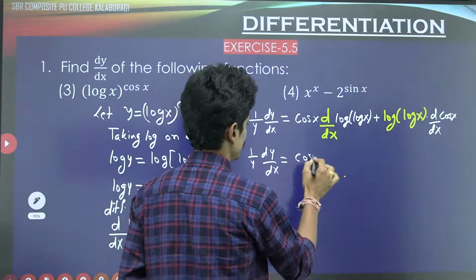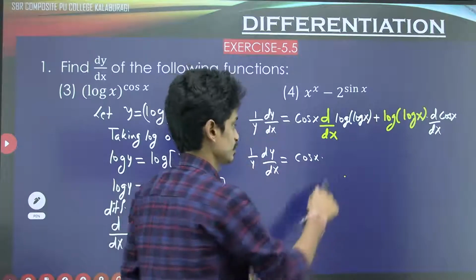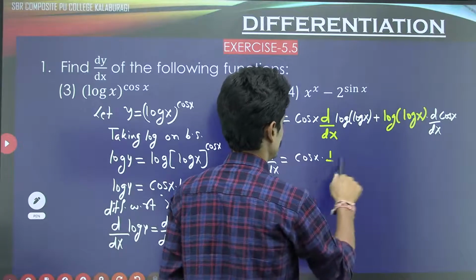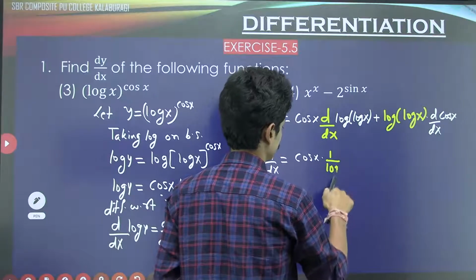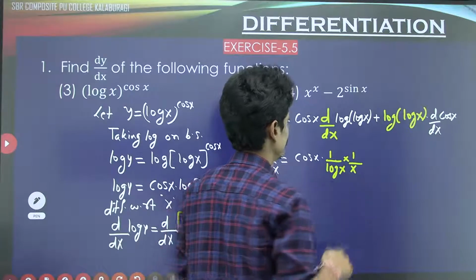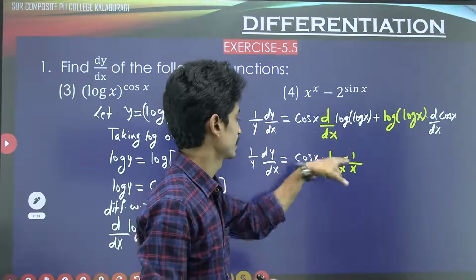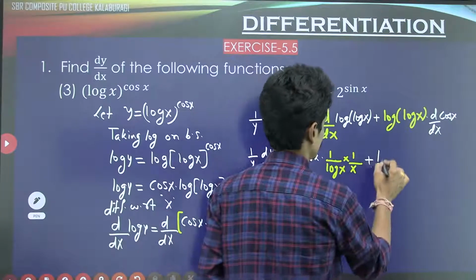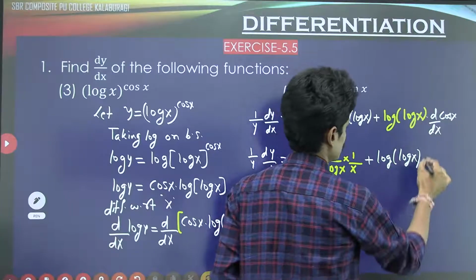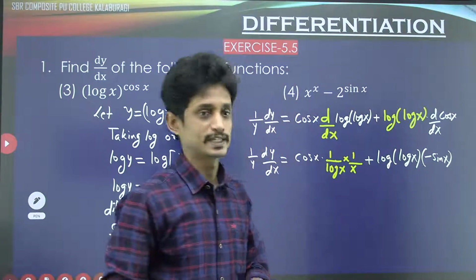After that, 1 upon y dy by dx write as it is. This side will be cos x into, what is the derivative of log of log x? 1 upon log x into the derivative of log x, 1 by x. Two function composition will be there. First log, 1 by log x, second log, 1 by x. Plus this log of log x I'll write as it is. What is the derivative of cos x? That is minus sin x. Because of the minus sign, we take one bracket.